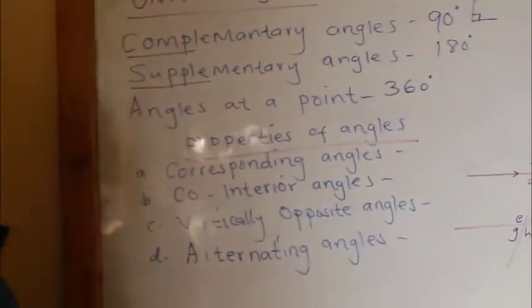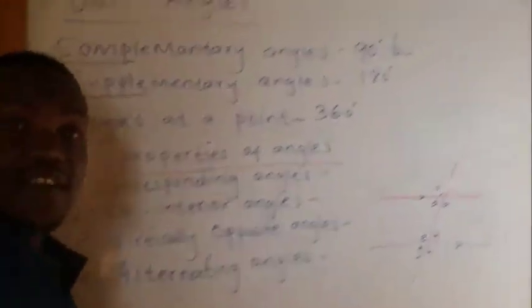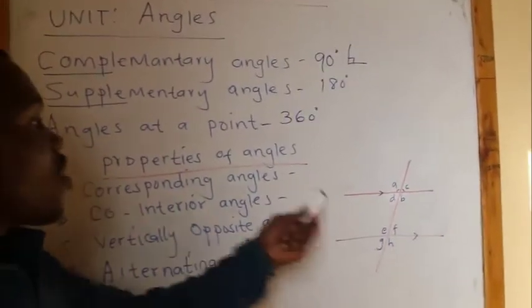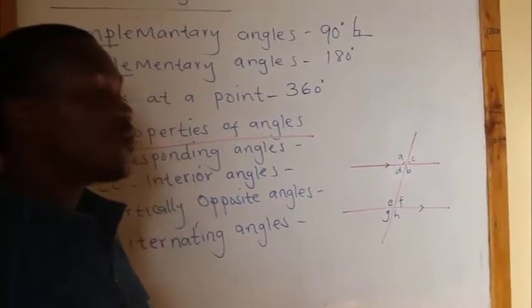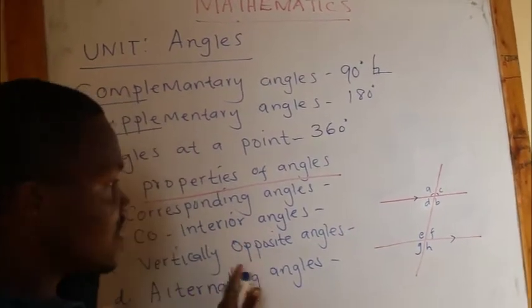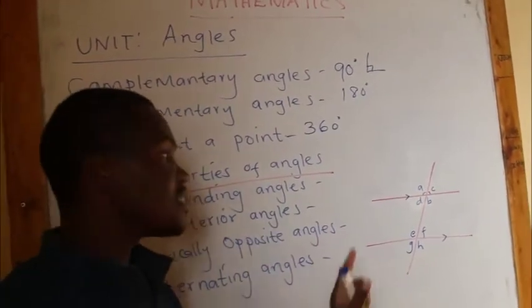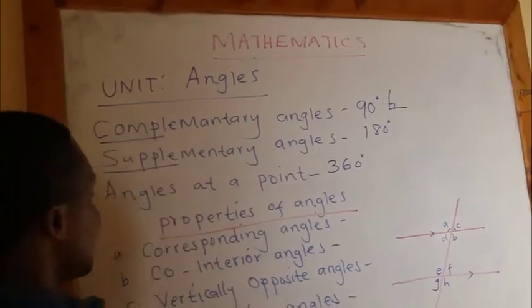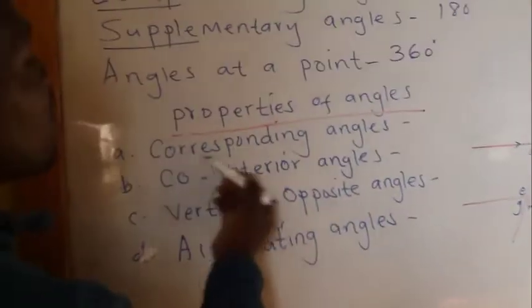Now let me go to the properties of angles. Learners, if you are not able to know a property of angles, then it will be very difficult for you to work out the size of angles. So immediately after this, we shall go to calculating the size of angles. So the first thing is this. We have got corresponding angles.